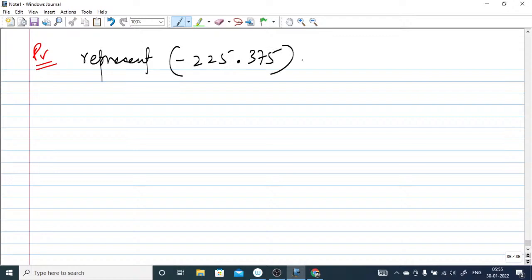Now, the next example or problem is, suppose in the question they are asking you to represent minus 225.375, given in decimal with a decimal point, in 2's complement form.